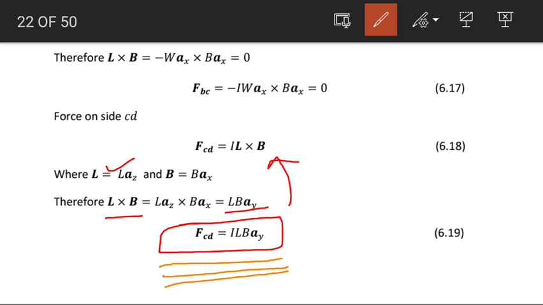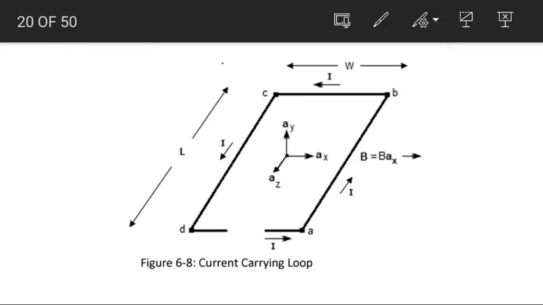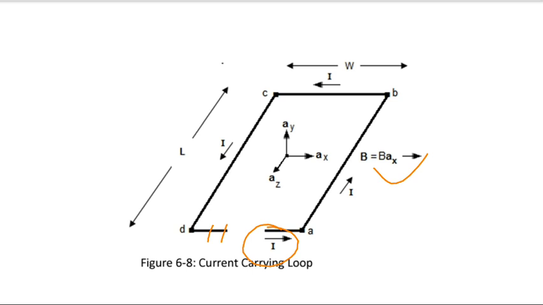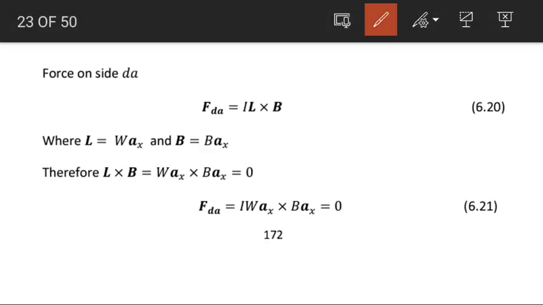Finally, we consider side DA of this current carrying loop. You see the current in this side of the loop is in the direction of the unit vector ax. So definitely the length of this side should be considered as a vector quantity, and this vector quantity should be in the direction of the current, which is in the direction of the unit vector ax. So let us consider the force on side DA. We know that the force on side DA will be equal to IL cross B.